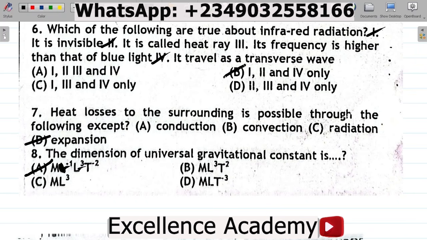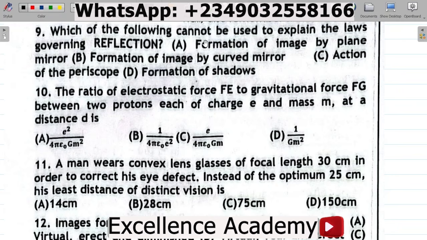Question 9 says, which of the following cannot be used to explain the laws governing reflection? A. Formation of image by plane mirror. B. Formation of image by curved mirror. C. Action of the periscope. D. Formation of shadows. So which of these is the correct answer? For this question, the correct answer is D, the formation of shadows.